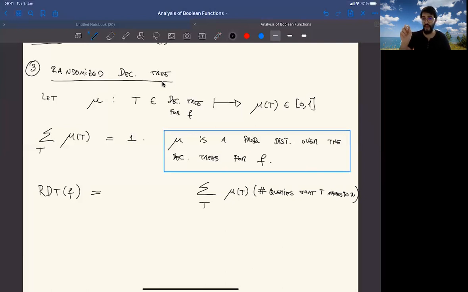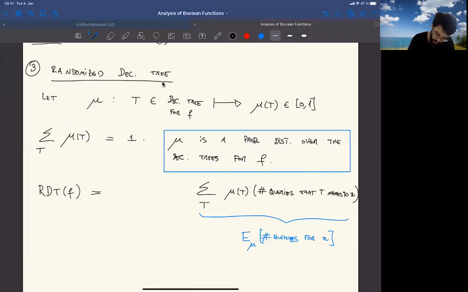So you fix a vector x, and you look at the space of all trees, and you compute how many queries those trees make, and you weight by your probability distribution. And so this is the expected query according to mu. So you can maybe write this as the expectation according to mu of the number of queries. But then what you do is you take the sup over x. So you take the worst case scenario. And then you try to minimize over all probability distributions. Okay, so that's the randomized decision tree complexity.